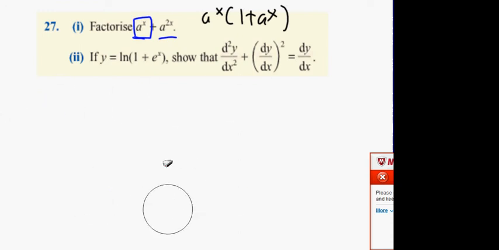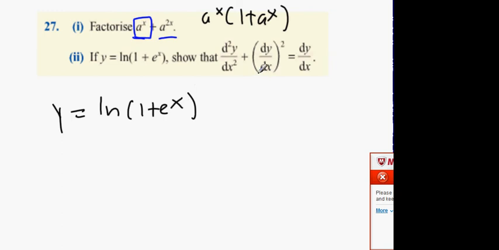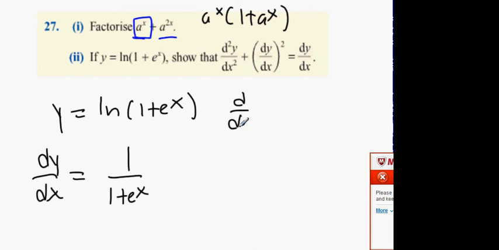That will also work for e to the x, won't it? And I think that's what they're going to get at. So we'll look at this now. y equals ln of 1 plus e to the x. Get the first derivative and get the second derivative. Just start off the question. 1 over what's in the box, differentiate what's in the box. And what happens when we differentiate 1 plus e to the x?